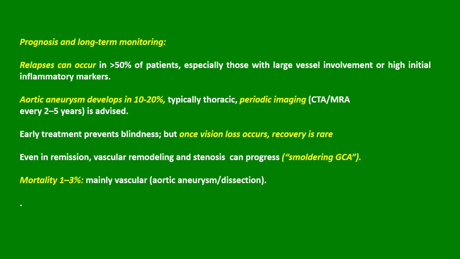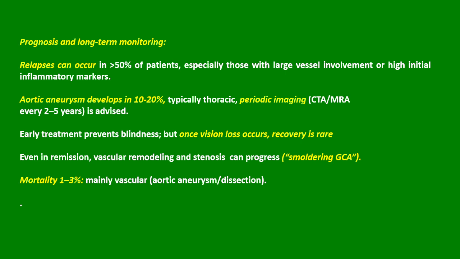Prognosis and long-term monitoring. Relapses occur in more than 50% of patients, especially those with large vessel involvement or high initial inflammatory markers. Aortic aneurysm develops in 10 to 20%, typically thoracic, and periodic imaging every 2 to 5 years is advised. Early treatment prevents blindness, but once vision loss occurs, recovery is rare.